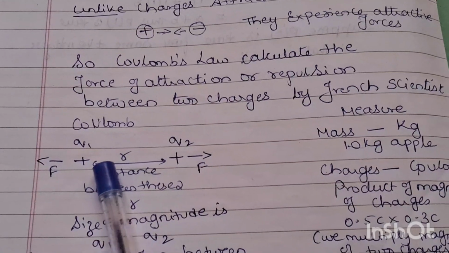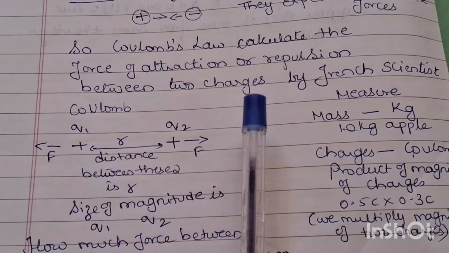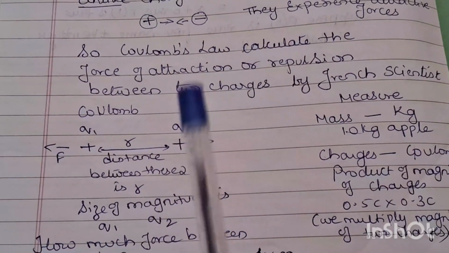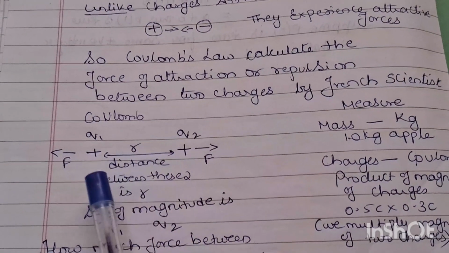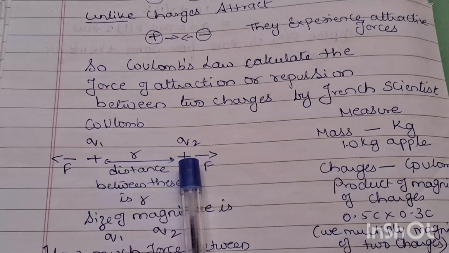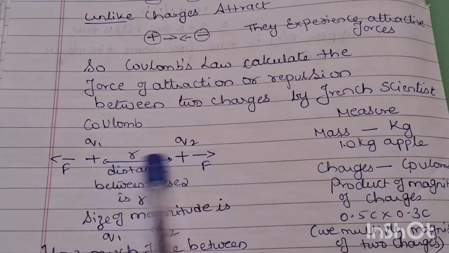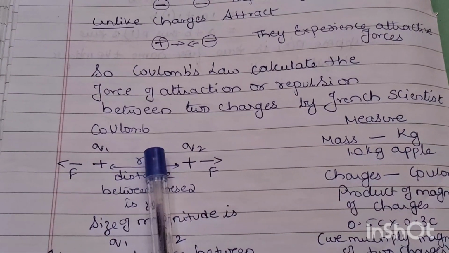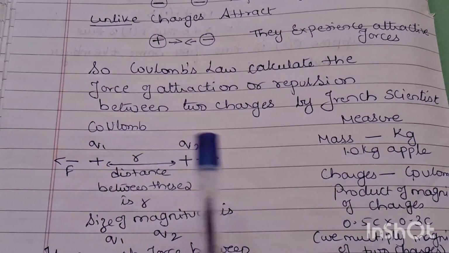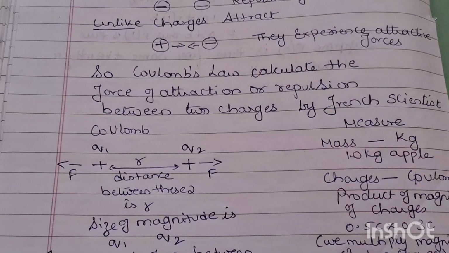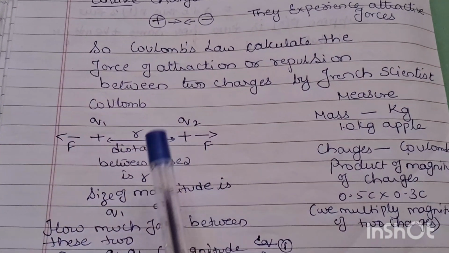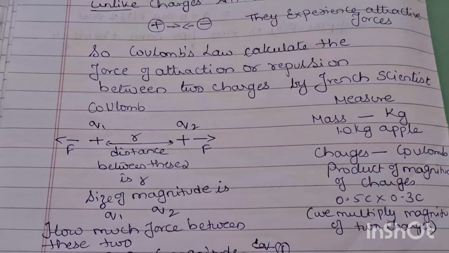So first of all, we'll come to this. We are taking two charges, Q1 and Q2. You can take P1, P2, whatever, but we have taken Q1 and Q2. Here both are positive, and the force starts from one end and ends at the other end. The distance in between, we represent as R. That is the size, the distance between Q1 and Q2, which is what we are going to use now.